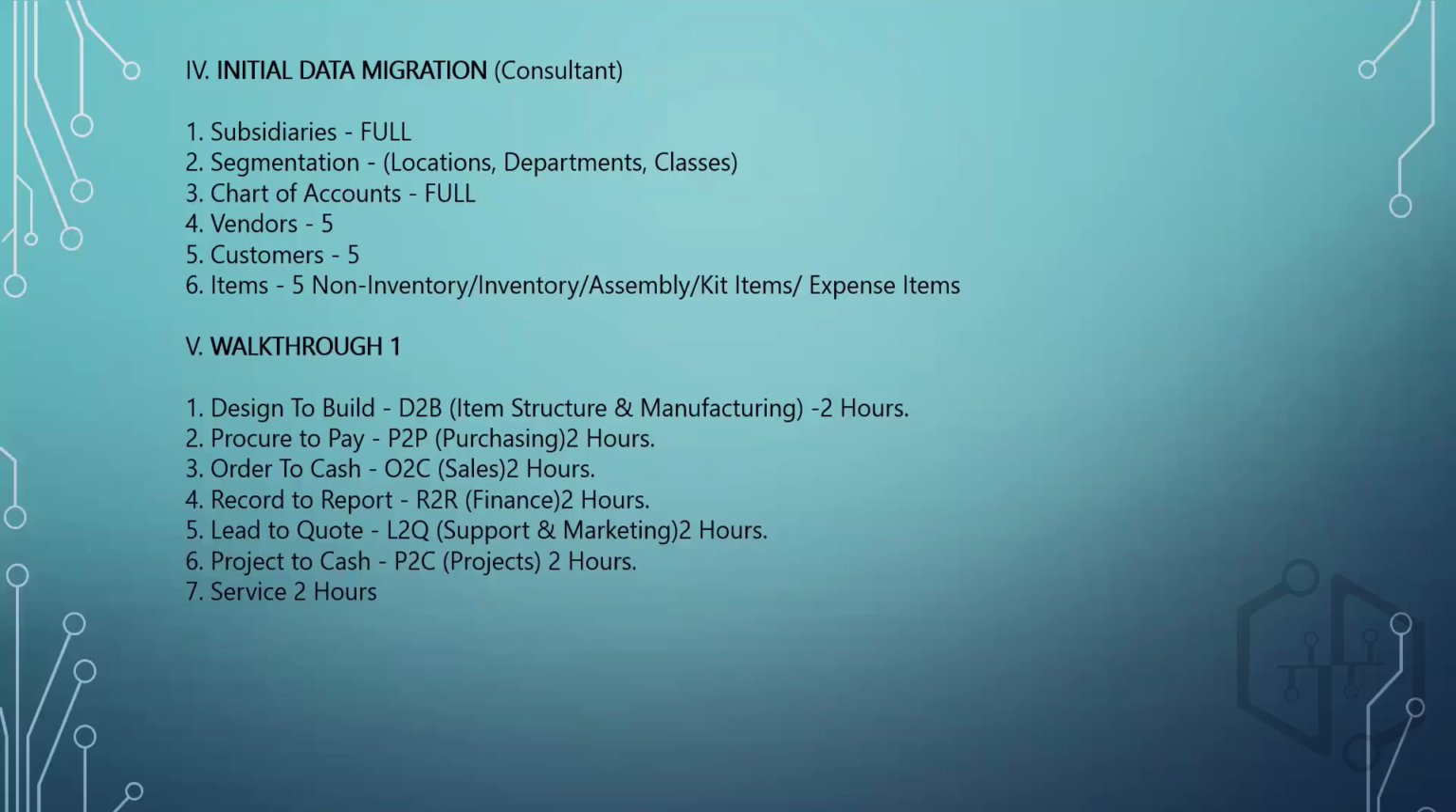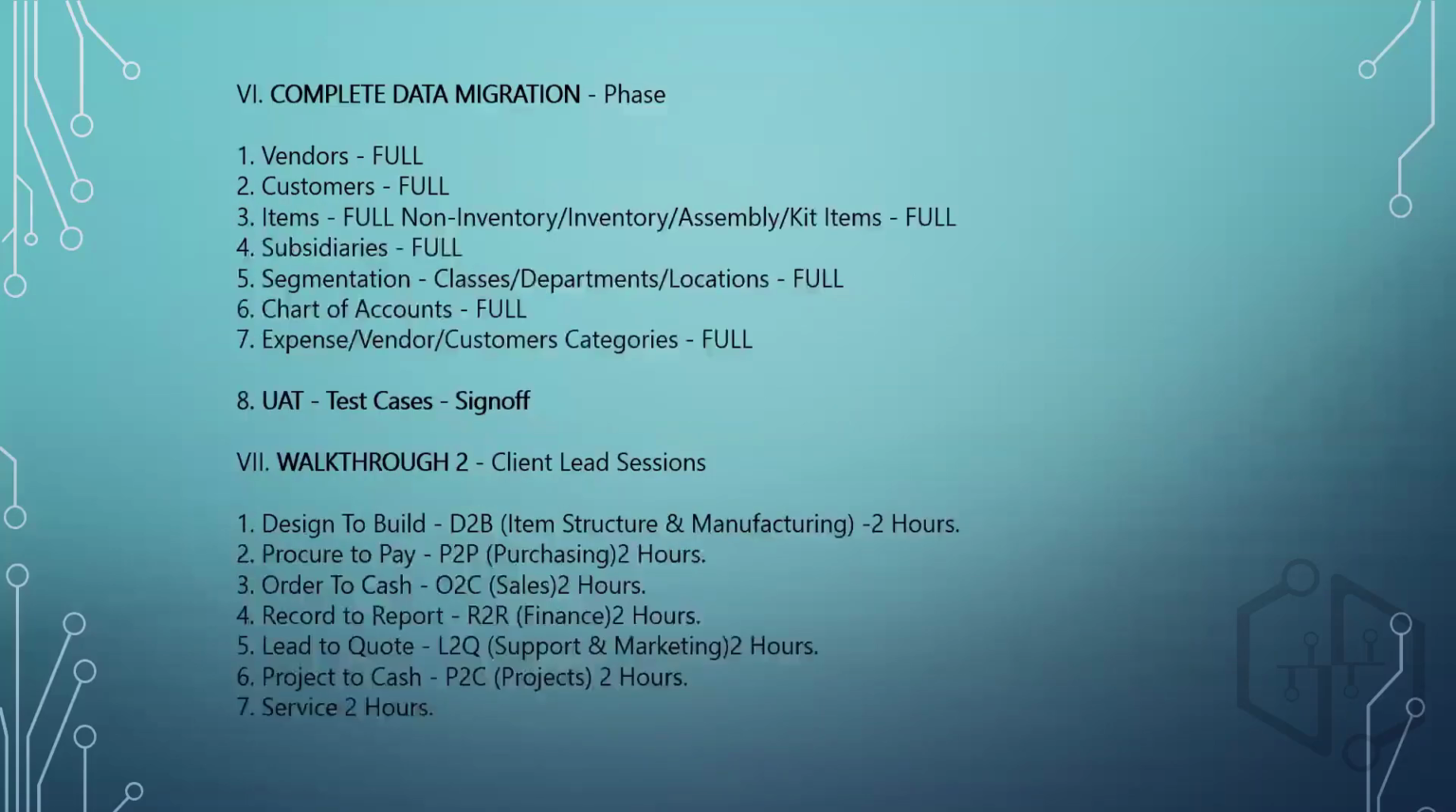Okay. So once walkthrough one, or classroom pilot session one, is completed, then we will have the complete data migration phase. What is the complete data migration phase? There we've taken only 5 vendors, 5 customers. Here we'll ask for the entire list of vendors and customers they have, along with the address, phone number, email ID, bank accounts, and everything. And then items, complete items: non-inventory, inventory, assembly, kit items, everything we get from the client.